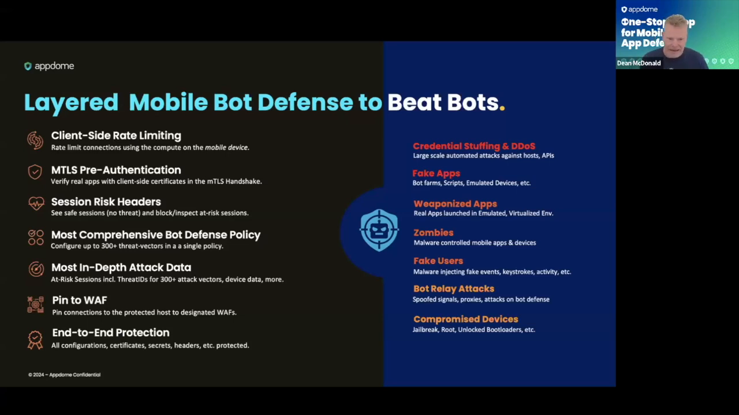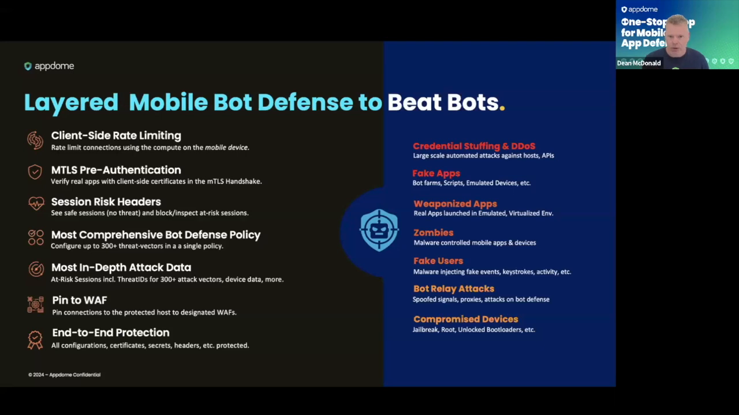If we look at the left-hand side, it steps through some of the core things that Appdome's mobile bot defense will do. So the first part is client-side rate limiting, and I'll try to be quick when I go through these because they're all pretty meaty subjects. The first point is we can use the compute on the mobile device itself to control or limit how many connections it's able to send to the WAF. Typically, anything with rate limiting is always done on the server side. That takes compute. There's a cost to that. We can actually shift some or all of that rate limiting to the client device, within your mobile app.